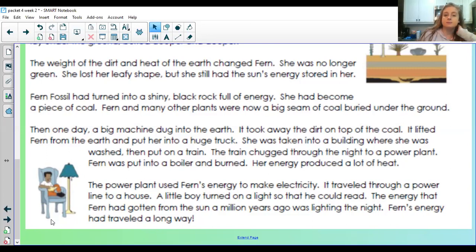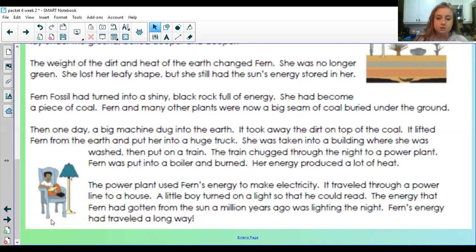Then one day a big machine dug into the earth. It took away the dirt on top of the coal. It lifted Fern from the earth and put her into a huge truck. She was taken into a building where she was washed and then put on a train. The train chugged through the night to a power plant. Fern was put into a boiler and burnt.